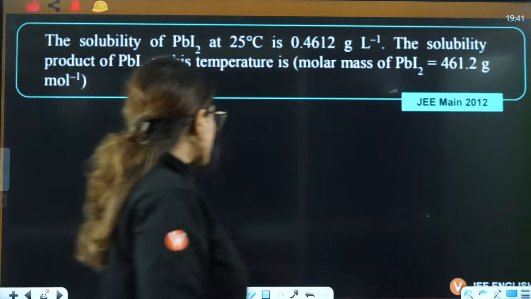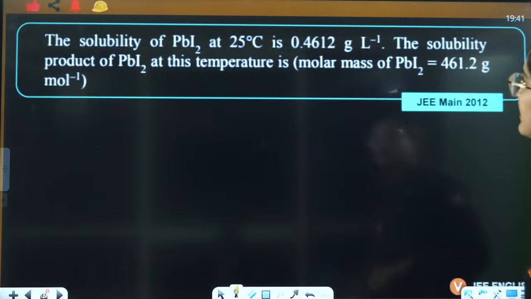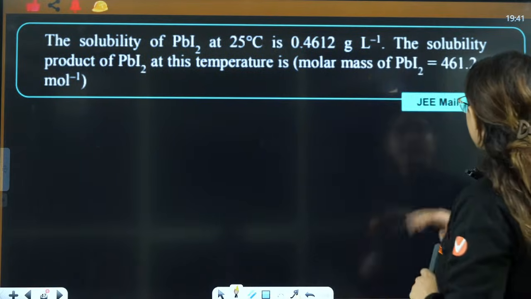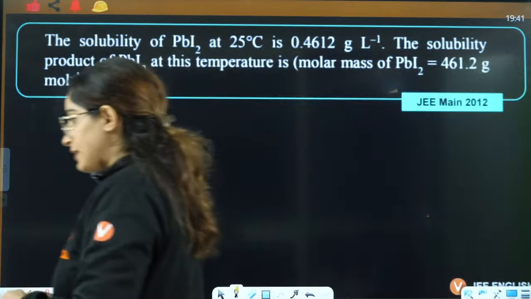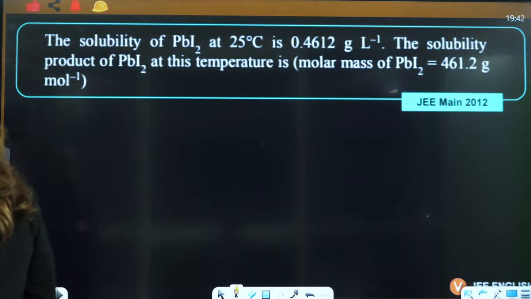Now the next question is a 2012 question. Here they have given the solubility of PbI2. Let's see if you can answer this or not.